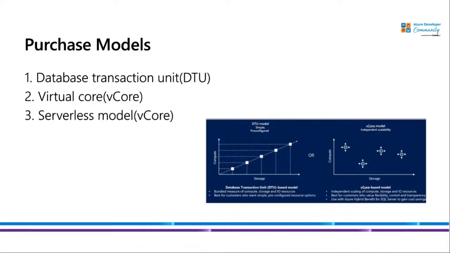And the third one is the serverless model, which is also based on the virtual core model. The main difference between the DTU and the virtual core model is that if we scale the storage in the DTU, then the computation would also be scaled to that extent. For example, if we are doubling the computation, then the storage would also be doubled, which is not at all ideal, because we are not using that much but are getting that much, so it is wasting a lot of resources.